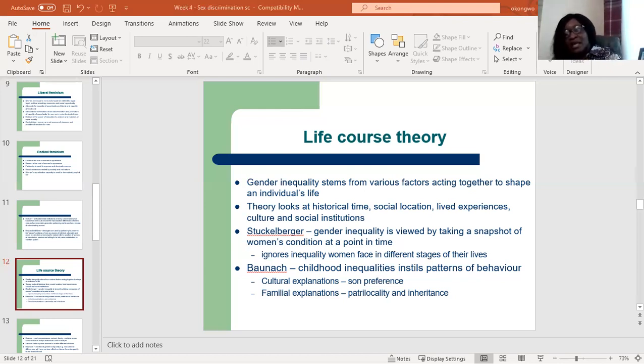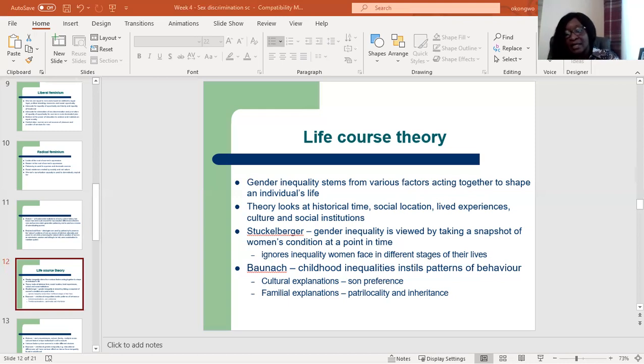So Stoja Beja said that doing it that way ignores the inequality women face in different stages of their lives. And this inequality in different stages obviously accumulates and shapes who a person is. Then we have Bannock, who says that childhood inequalities contribute to inequalities women face later in life, because as a child, we learn behaviors that were introduced and instilled in us, and then we grow up to accept these as normal.